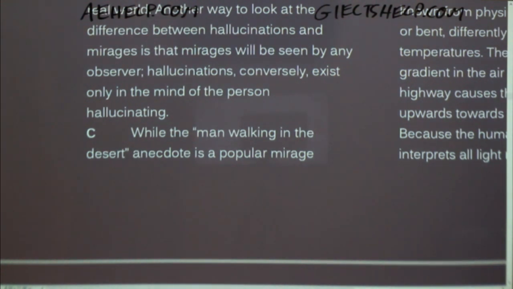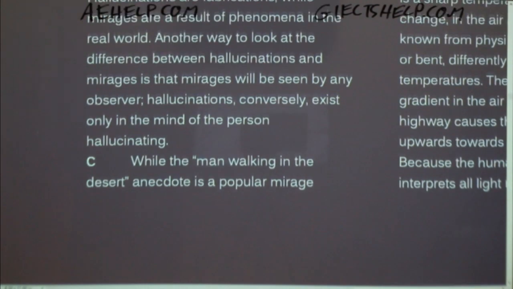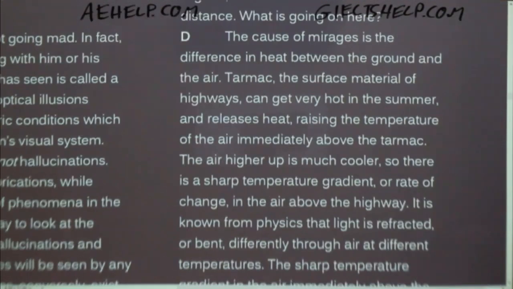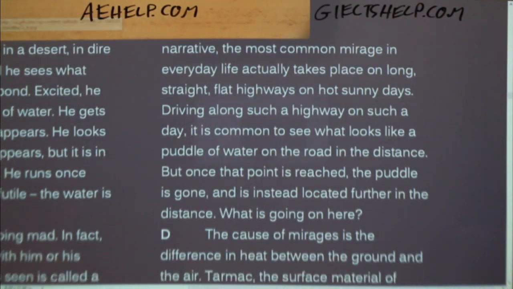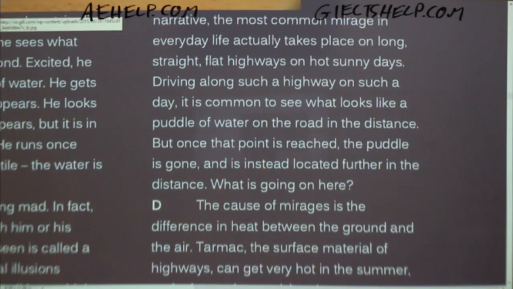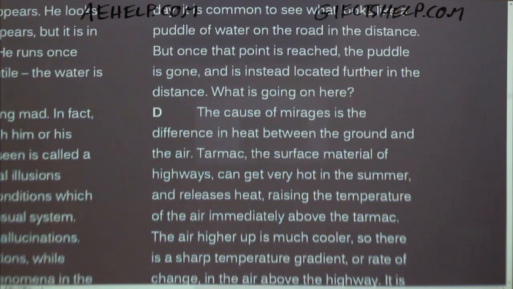While the man walking in the desert anecdote is a popular mirage narrative, the most common mirage in everyday life actually takes place on long, straight, flat highways on hot, sunny days. Driving along such a highway on such a day, it is common to see what looks like a puddle of water on the road in the distance. But once that point is reached, the puddle is gone, and instead, located further in the distance. What is going on here?